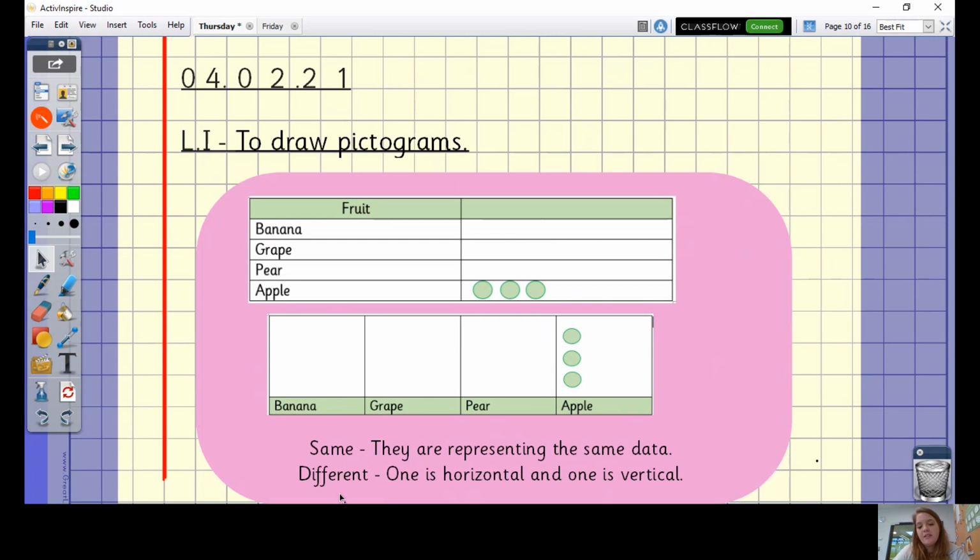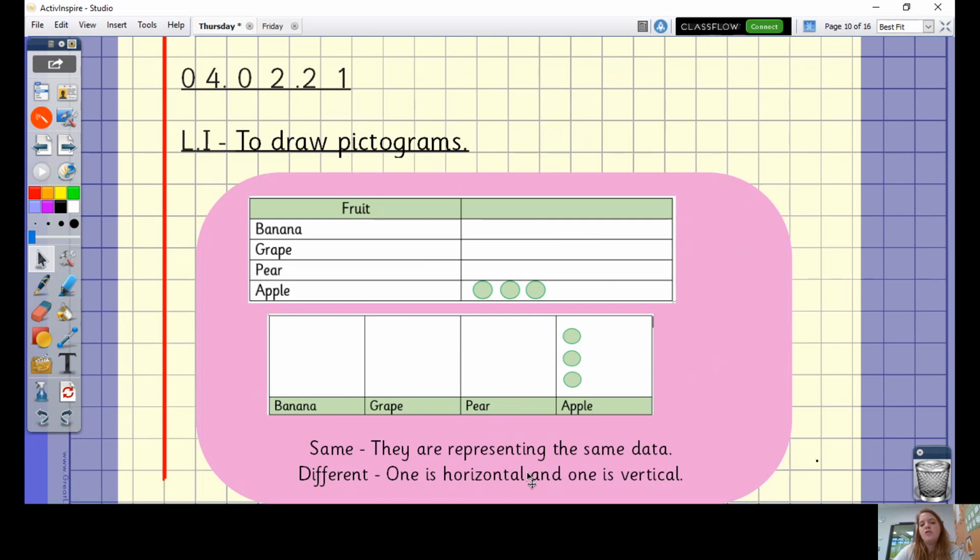The things that are different is one pictogram is horizontal, which means it goes across, so this top one here, and one is vertical, which means it goes down, so this one at the bottom here. Okay, so those are just a couple of things I found the same and different. You may have found some other things too.